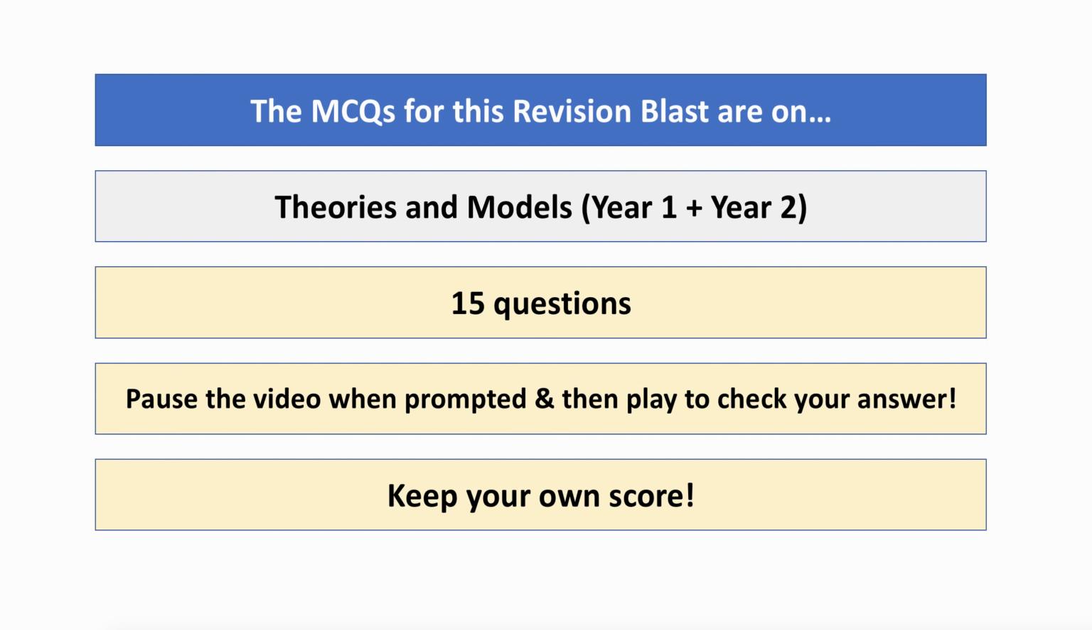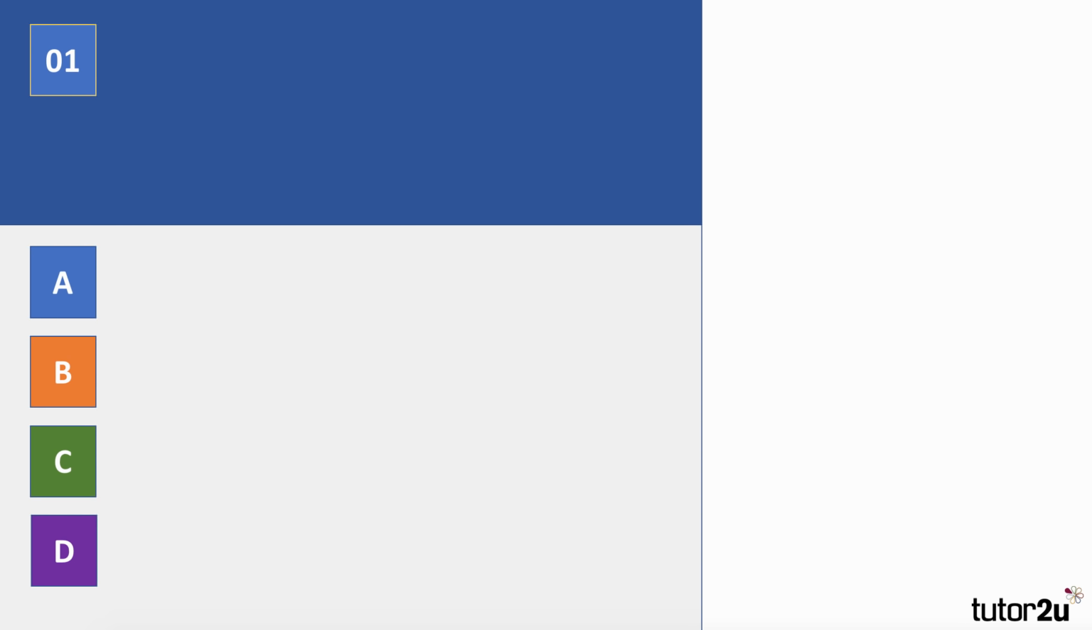We're calling it a paper 1 mock because all 15 questions are drawn from the entire Year 1 and Year 2 AQA specification, a mixture of calculation questions and other questions which hopefully give you a decent mock style test to have a go at. As always, we'll give you the question and the 4 options, pause the video to make your selection, and when you're ready press play and see whether you got the right answer. Keep your own score.